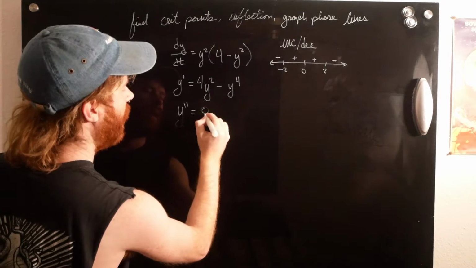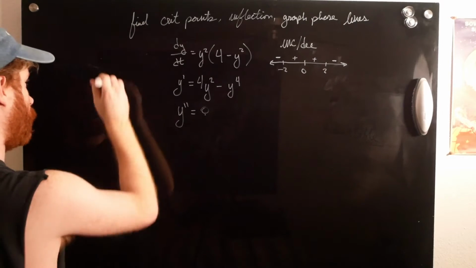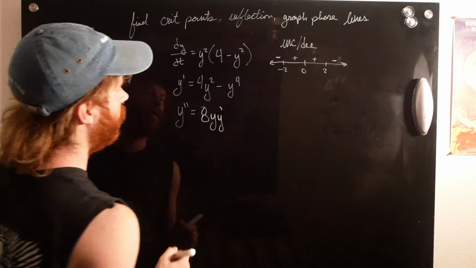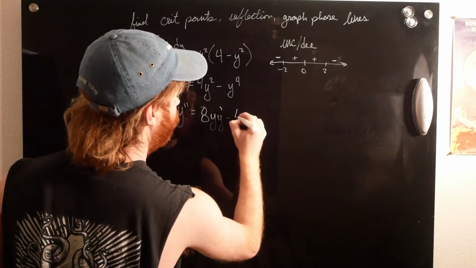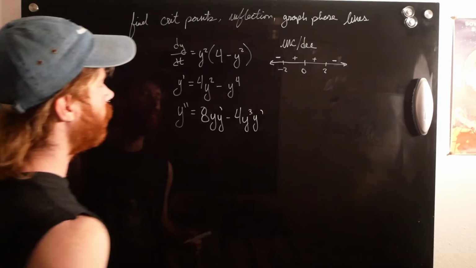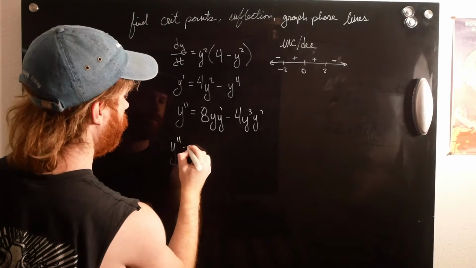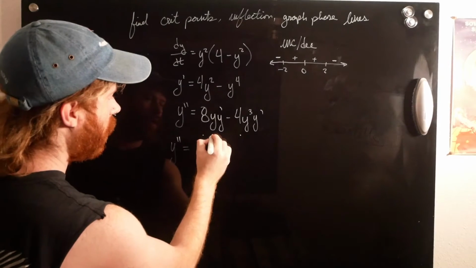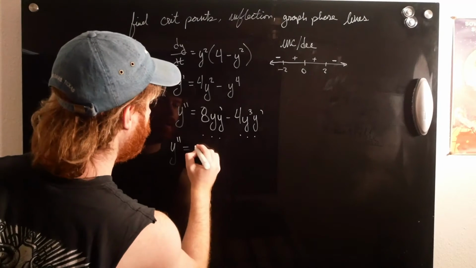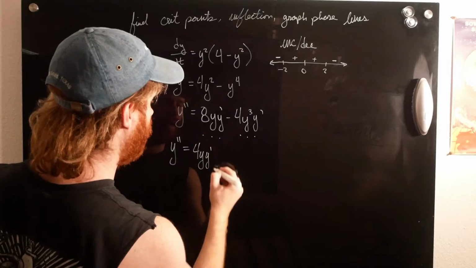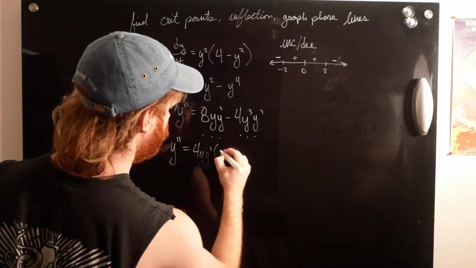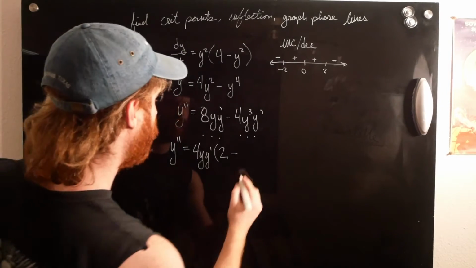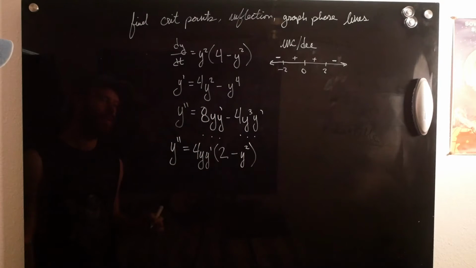So y double prime equals, that's going to be 8y y prime, right? Because of the chain rule. This is implicit differentiation. Minus 4y cubed y prime. And now we can factor out the y prime. And we can also factor out a 4, right? So let's factor out a 4, the coefficient, a y, and then also y prime. So we'll say 4y y prime, right? Multiplied by, well, this is going to be 2, and then this is going to be minus y squared. 2 minus y squared. Okay, so I believe that's correct.